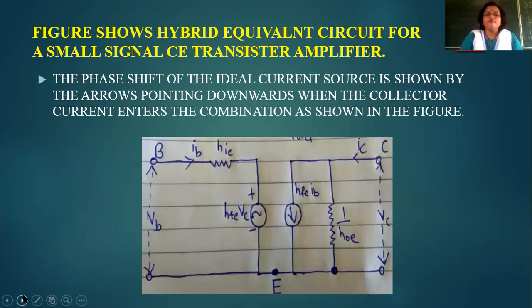Now, the figure shows the hybrid equivalent circuit for a small signal CE transistor amplifier. The phase shift of an ideal current source is shown by the arrow pointing downwards when the collector currents enter in the combination as shown in the figure. This figure shows the hybrid equivalent circuit for a small signal CE transistor.